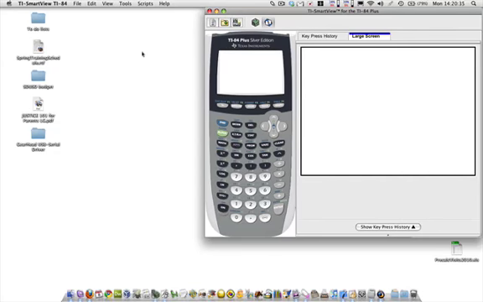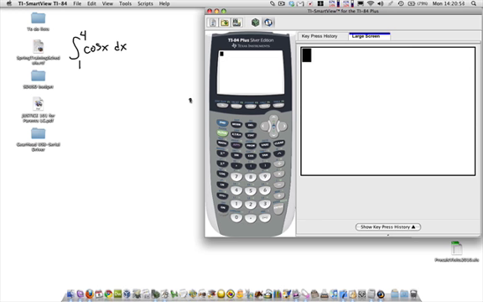Okay, in this little video, I just want to show you how to use the calculator to find integrals. It's really easy. Let me give you an example here. How about this integral? Let's suppose we want to find the integral from 1 to 4 of cosine x dx.